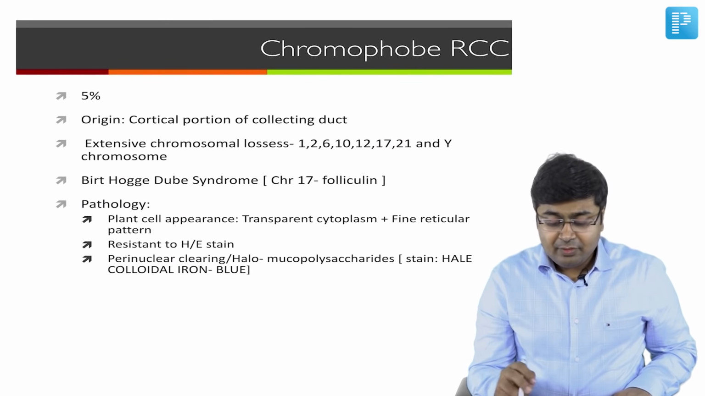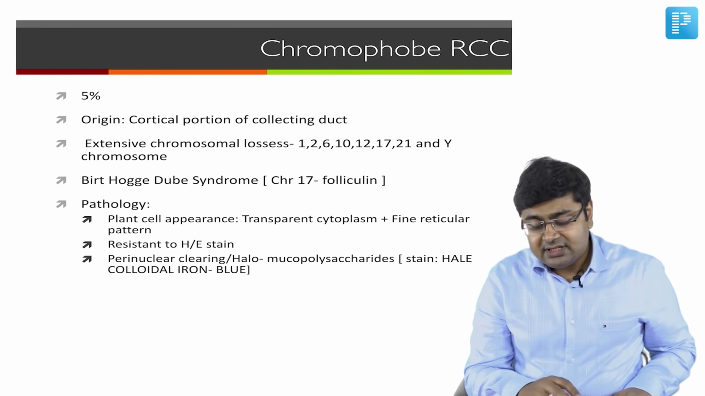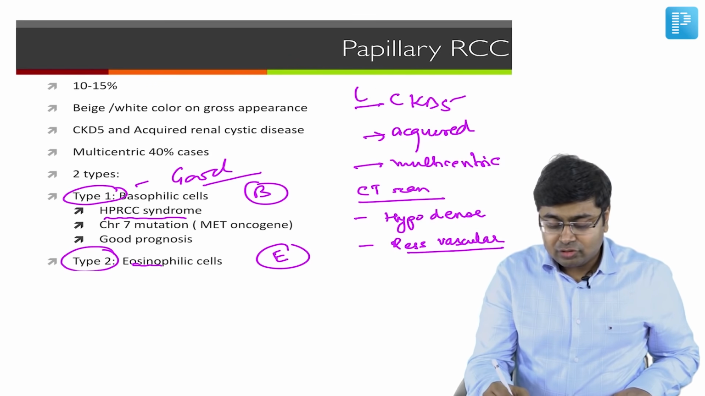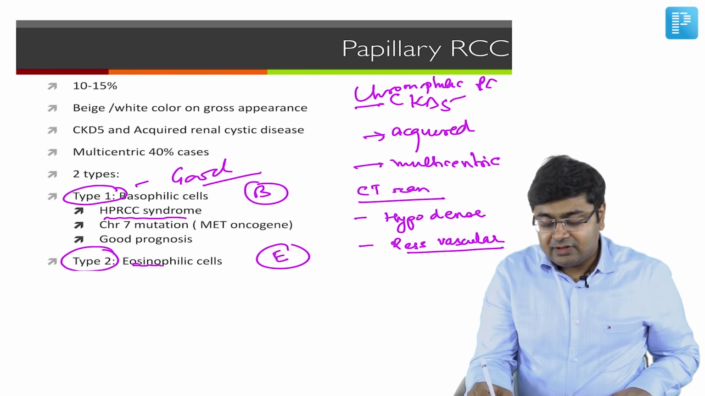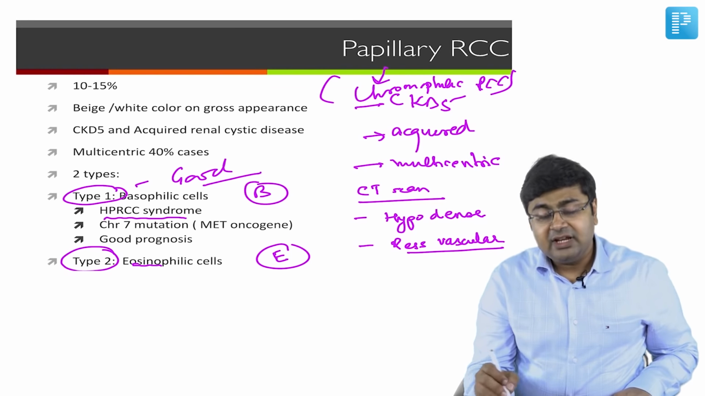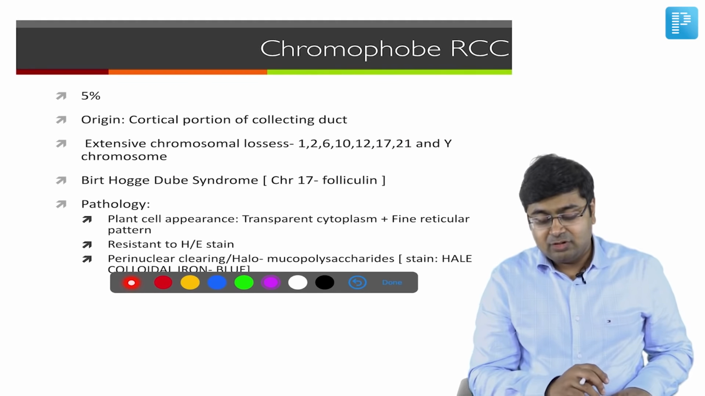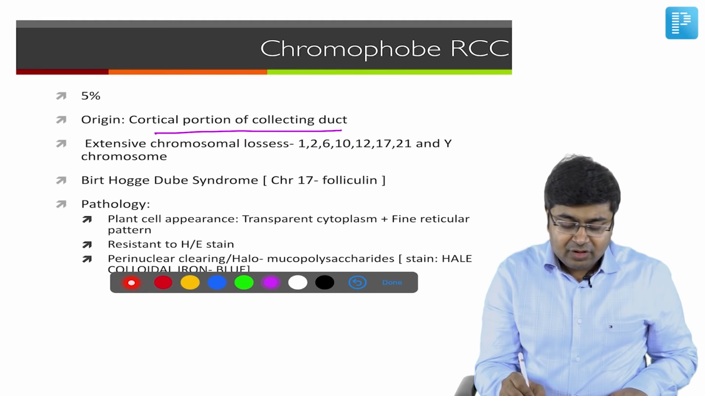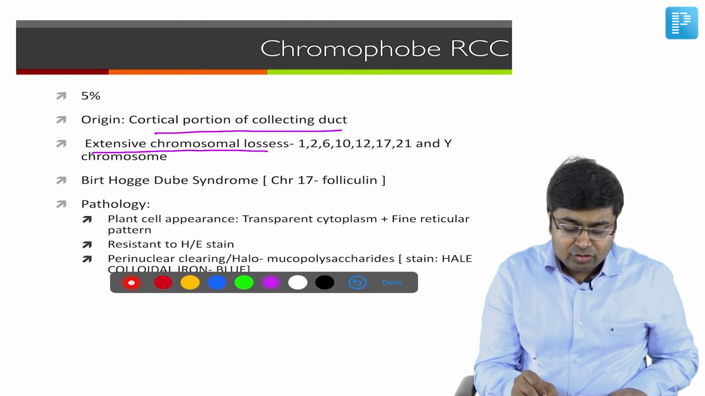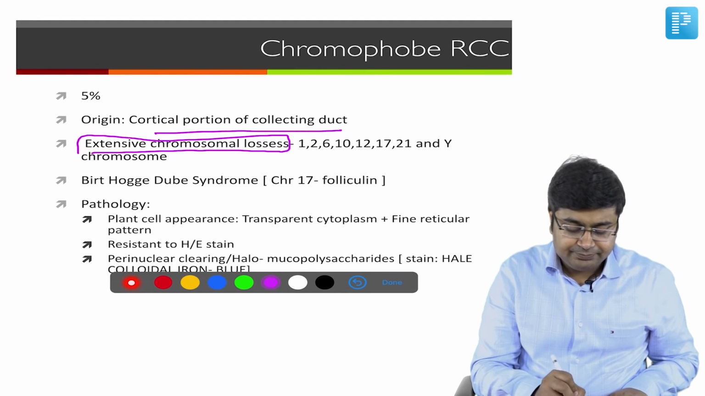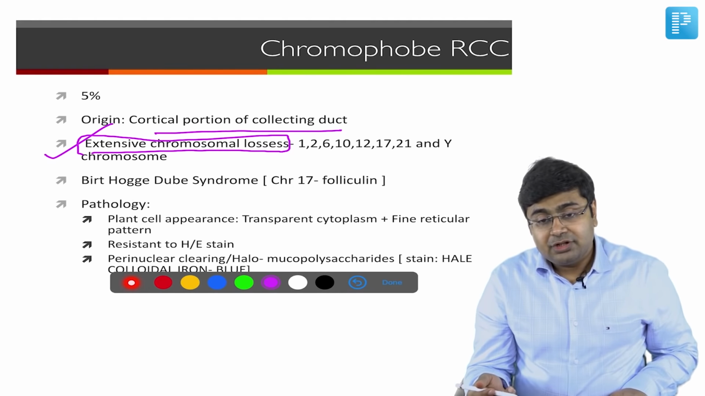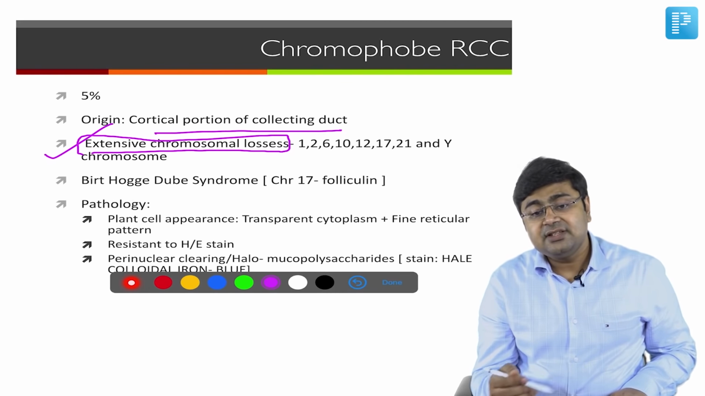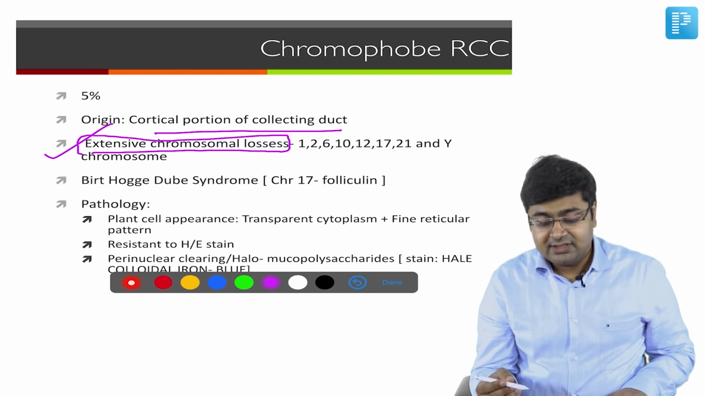Third is the chromophobe RCC. We also remember that papillary RCC is also called chromophilic RCC. So, we have clear cell, we have chromophilic and we have chromophobe RCC. Chromophobe, because it does not take the stain, actually arises from the cortical portion of the duct. Extensive chromosomal loss, that is a key word. If you see an RCC tumor which has extensive chromosomal losses, we are talking about chromophobe RCC.